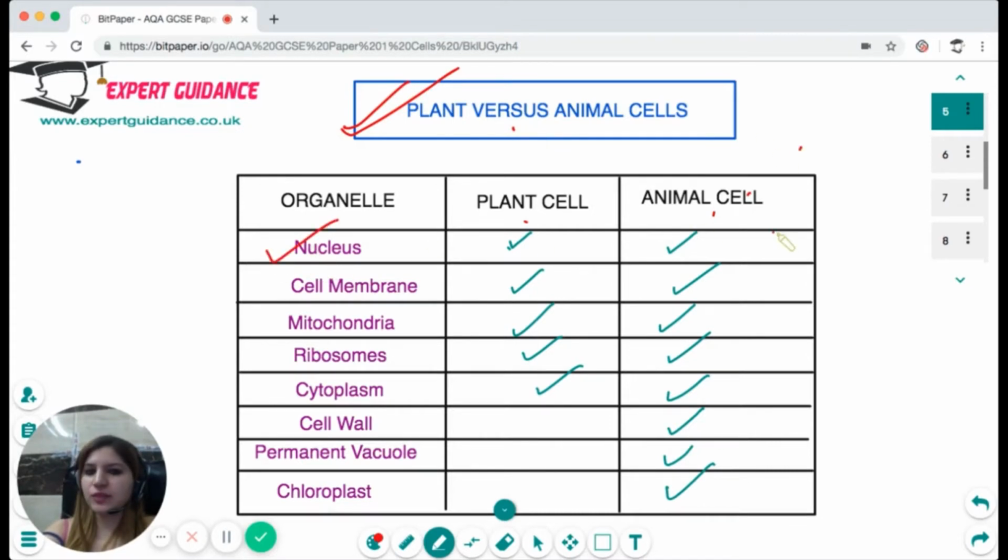The nucleus is present in both of them. Cell membrane is present in both of them. Mitochondria is also present in both of them. Ribosome is also present in both of them. And cytoplasm is also present in both of them.